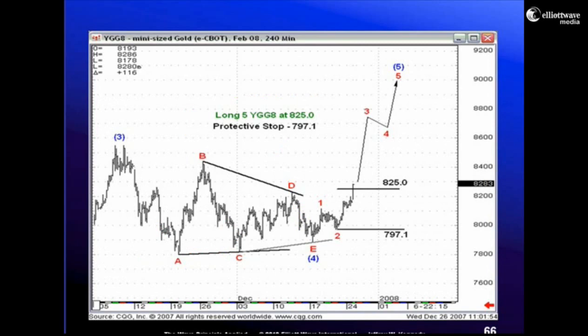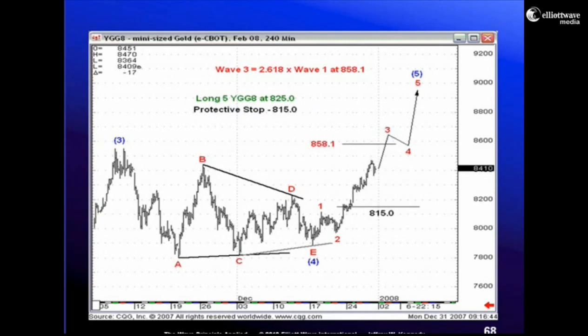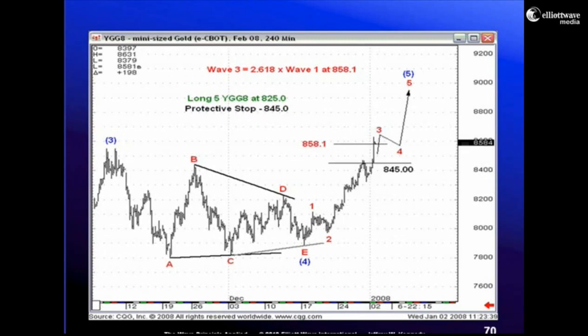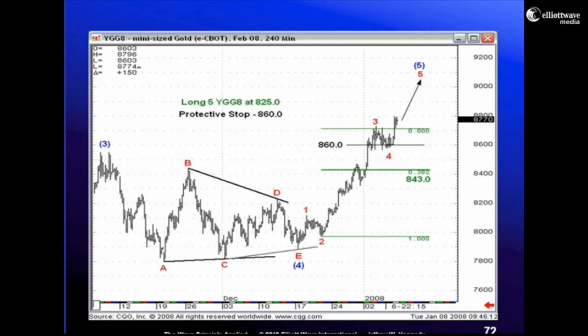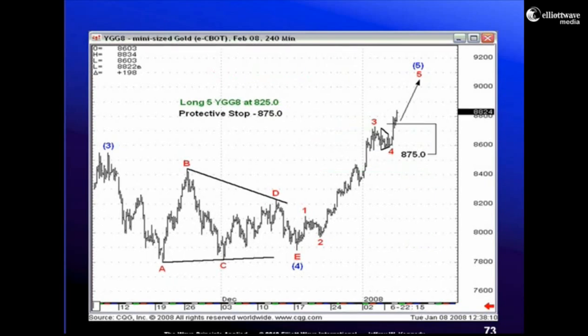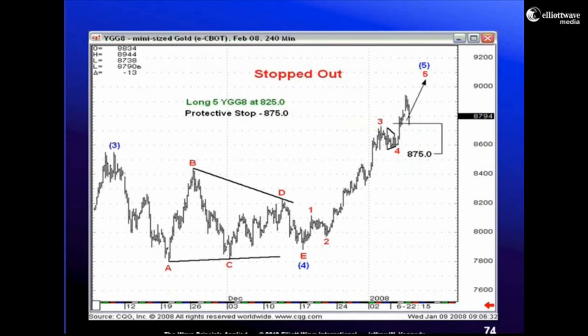I got triggered at 825. My protective stop initially goes at 797.1. And as you can see in the subsequent days, the market continued to follow the path as expected. Very, very important. And as you can see, again, as the market moves up, I move my protective stop up. Finally, I begin having some upside objectives. I got stopped out. Nice little trade. Very, very nice.